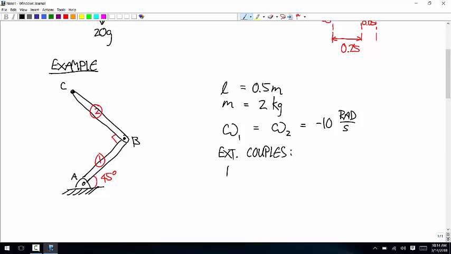So I'll say M1 is positive 100 Newton meters, and M2 is negative 100 Newton meters. It turns out that if you have a muscle that's attached to each of these two body segments, what that muscle force does is apply couples, equal and opposite couples to the two attached joints.